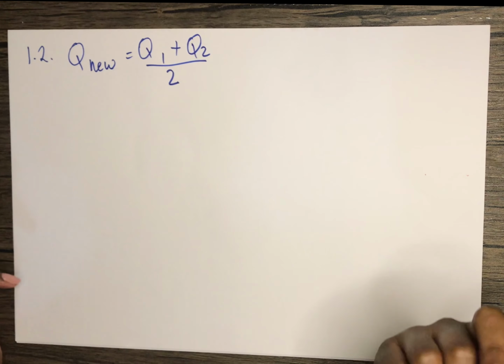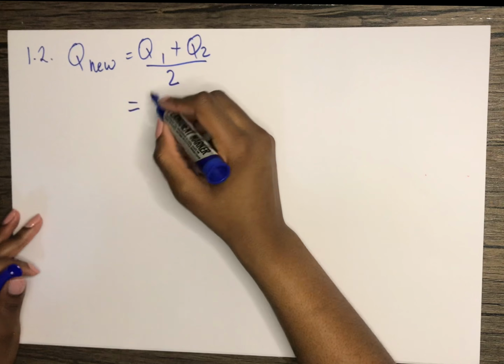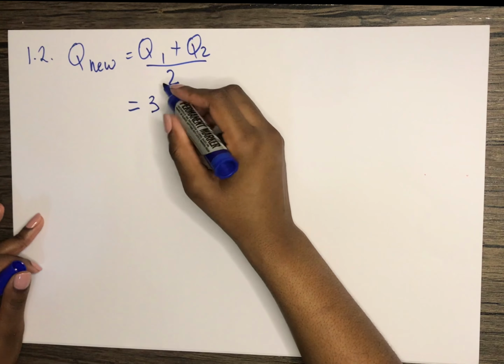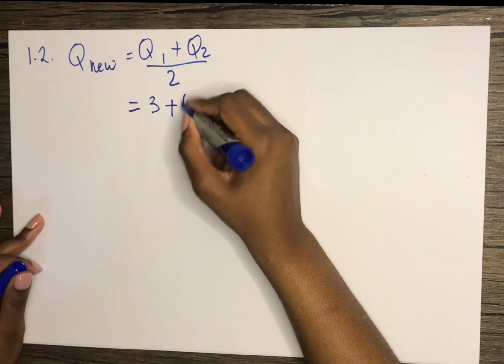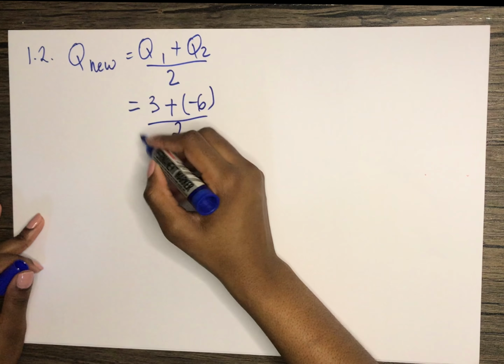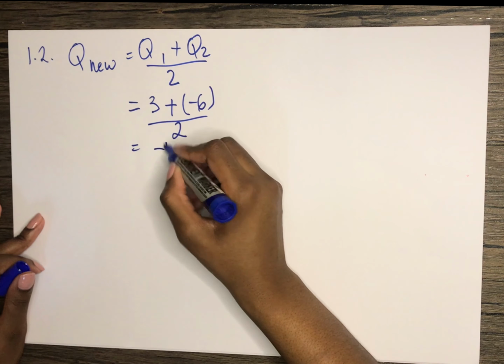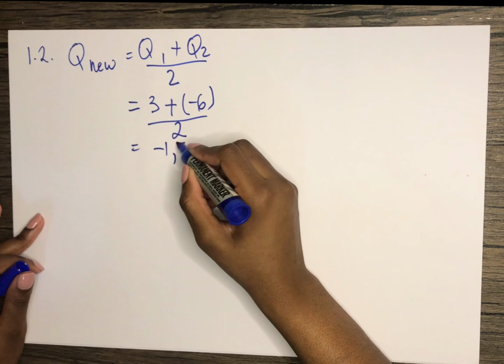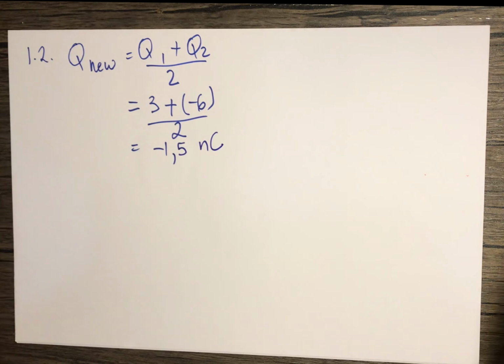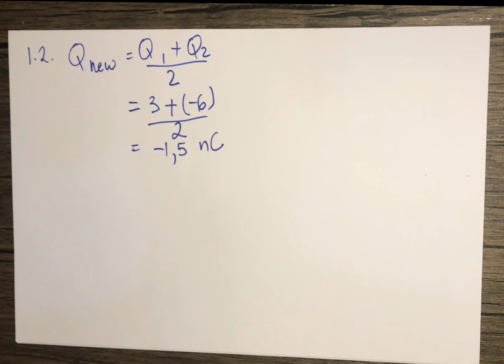And then from here, you're just going to substitute your values, including the signs. So it's going to be 3, and you add negative 6, over 2. You get an answer of negative 1.5 nanocoulombs, right? So this is the charge on each sphere after contact. Remember that the charge gets shared equally between the two spheres.